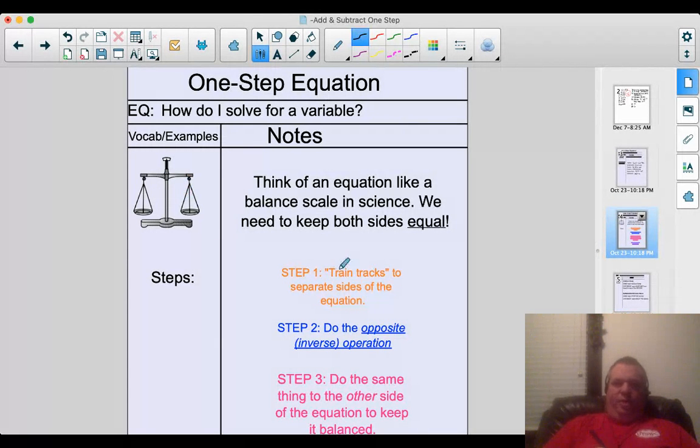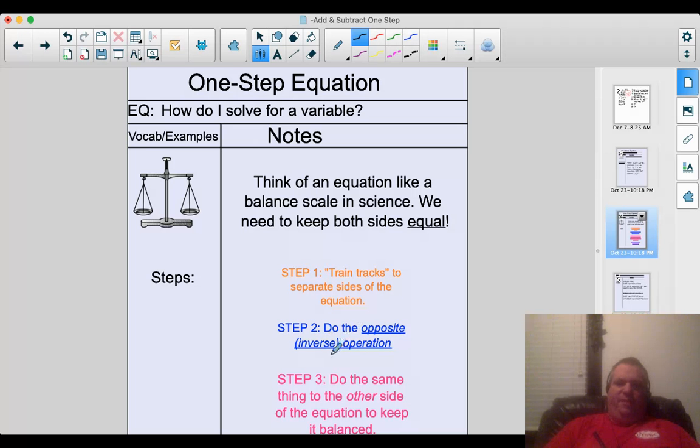Okay? We're going to use what I call train tracks to separate the sides of the equation. And what that's doing is just isolating the 2 different sides so we make sure we're keeping it balanced. And you'll see what I mean by train tracks in the first example. Okay, once we've separated with train tracks, step 2 is you're going to do the opposite or the inverse operation. So we're going to get rid of what we're trying to get rid of. We're going to undo whatever's been done to our variable to try to get the variable all by itself. And we're going to use the inverse operation to do that.